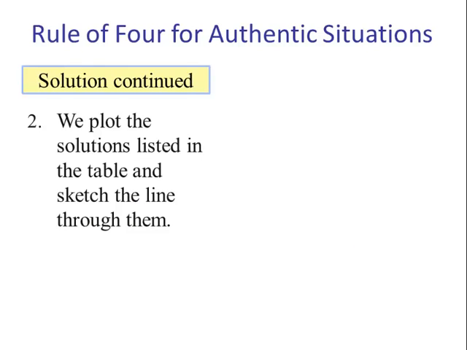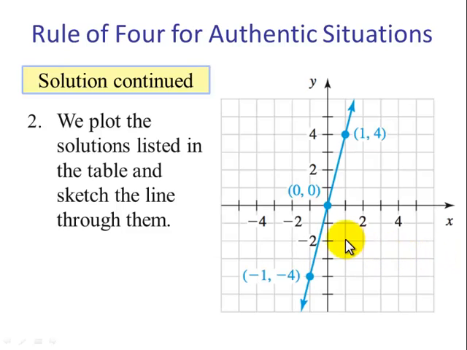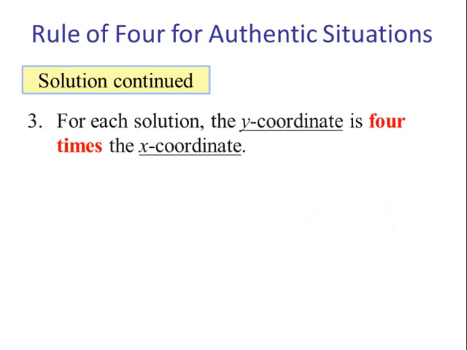If we plot these points or solutions, we can sketch a line through them. So here we have, when x is -1, y is -4. When x is 0, y is 0. And when x is 1, y is 4. To describe this in words, we would say for each solution, the y coordinate is 4 times the x coordinate.